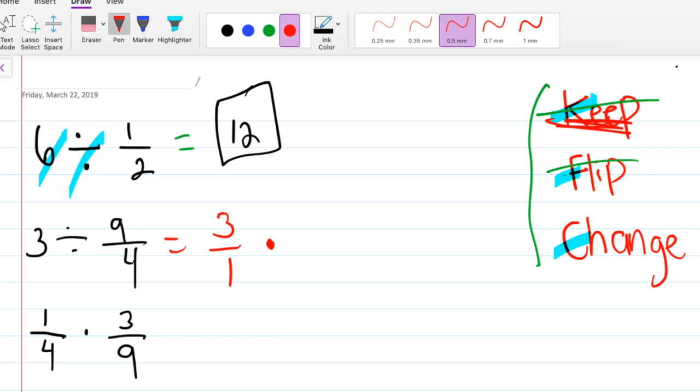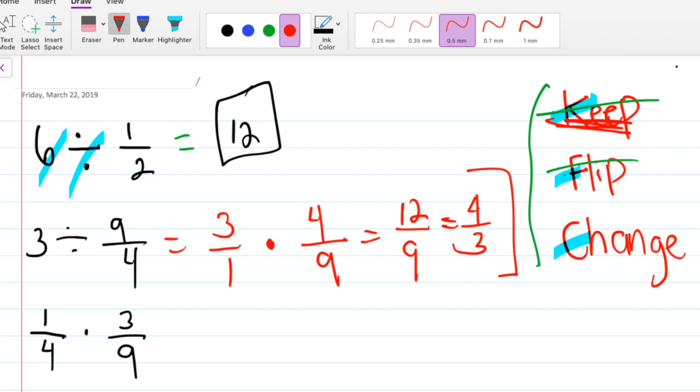Change the fraction, 4 over 9. And now we multiply straight across. 3 times 4 is 12, bam. 1 times 9 is 9. And then you can simplify this over here to 4 over 3, and that would be your answer. Now the last one.